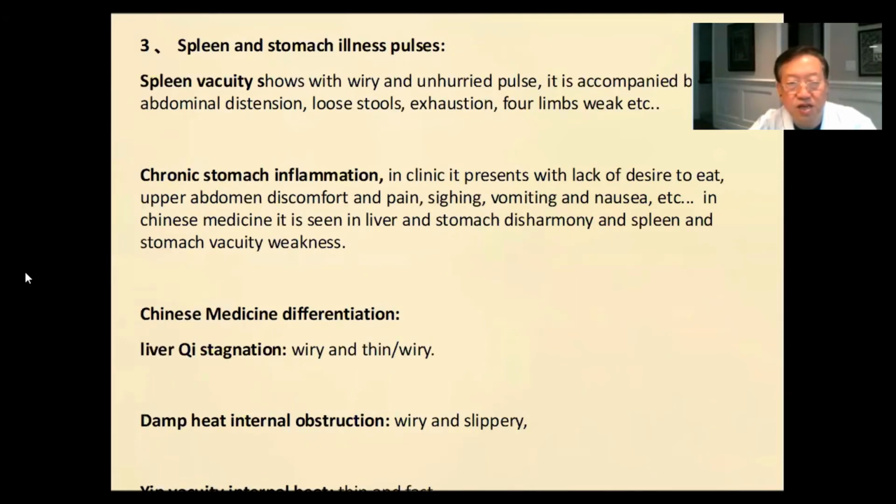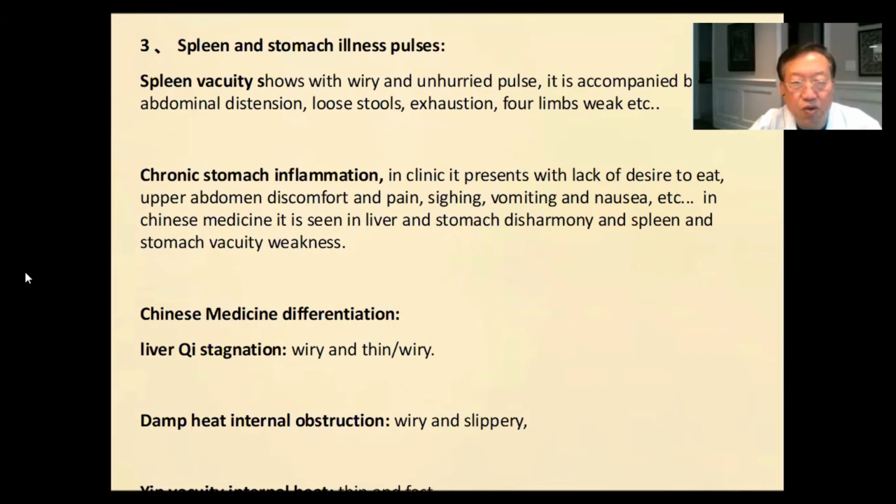3. Spleen and stomach illness pulses. Spleen vacuity shows with a wiry and unhurried pulse. It's accompanied by abdominal distension, loose stools, exhaustion, weak limbs, etc.